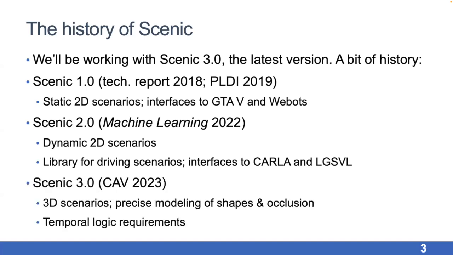And then finally, just last year, we introduced this latest version of SCENIC, which now has support for 3D scenarios. A lot of things have changed about the internal representation of scenarios so that you can now talk about things in 3D. In particular, we now have precise modeling of shapes and occlusions. So it's possible to reason about things like a pedestrian which is obscured by a car that's in front of it, for example. And there are a lot of other new features which we'll see that were added here, like the ability to express requirements in temporal logic.